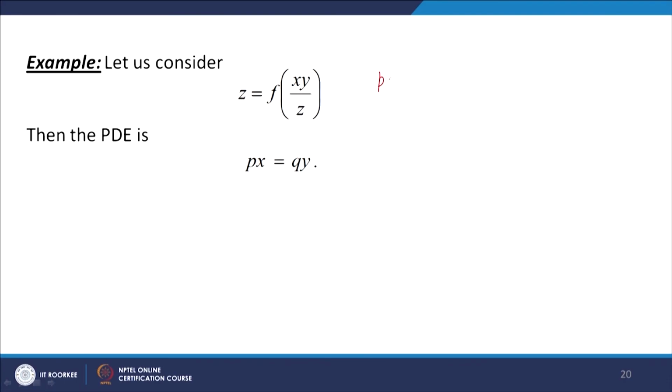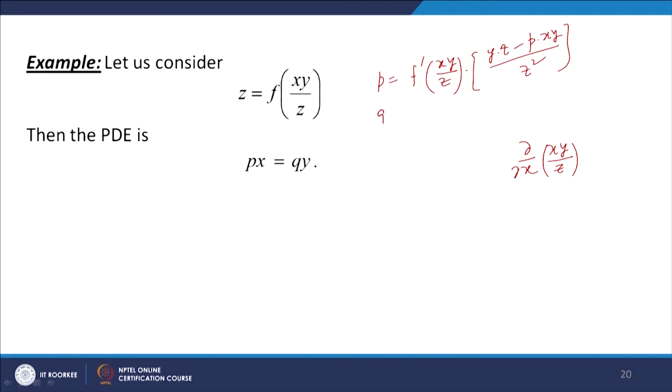Now, similarly, z equal to f of xy over z. When we differentiate it with respect to x, we get p equal to f prime of xy over z into the derivative of this with respect to x. So what does the derivative with respect to x mean? We have to differentiate xy over z with respect to x. The derivative of the numerator will be y into z minus the derivative of z with respect to x, that is p, into xy, divided by z squared.